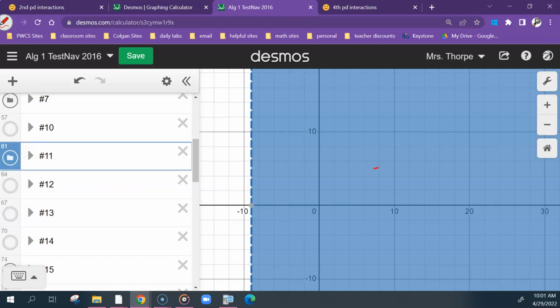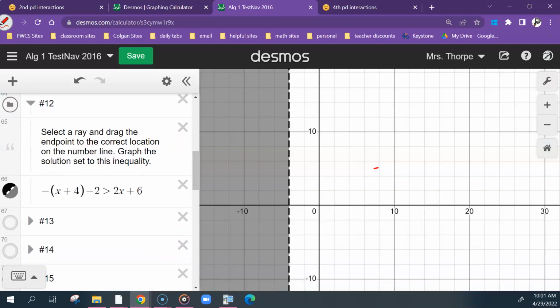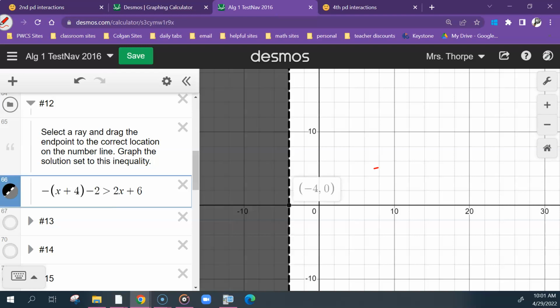And then 12, you can do the same thing. So 12 is a drag and drop, so you would have to drag the correct ray. So I'll draw that on here so you have it in the video if anyone goes back. But this would tell you this is going to be less than, not equal to, just less than, at -4. So it's going to the left.